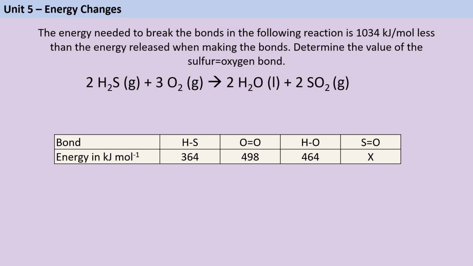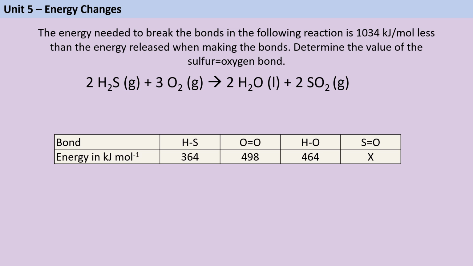So instead, they phrase it quite weirdly, in my opinion, and they sort of tell you that the energy needed to break the bonds or make the bonds is this much bigger. So you have to kind of think your way around it a little bit. But anyway, here's an example of this kind of question. So we've been given the values for the hydrogen-sulfur bond and the oxygen-oxygen double bond and the hydrogen-oxygen bond, but not the sulfur-oxygen bond. So that's the one that we're going to have to calculate.